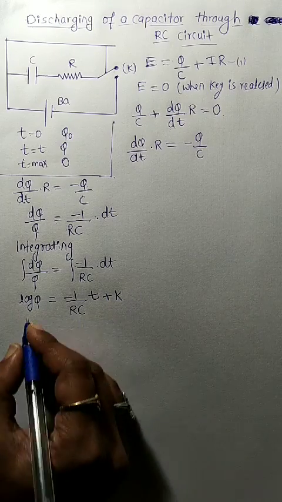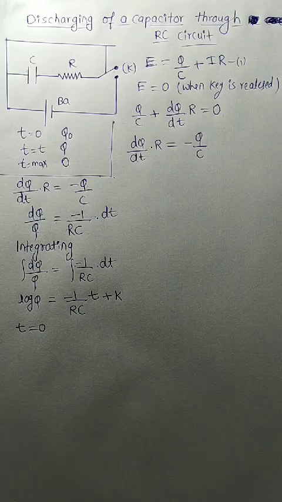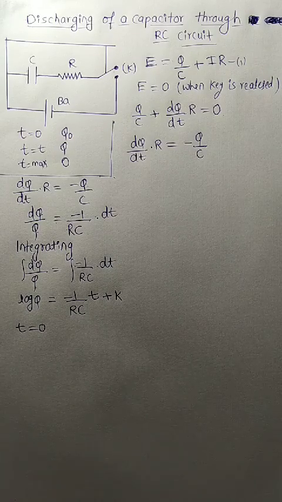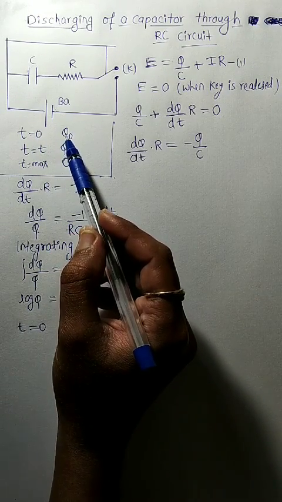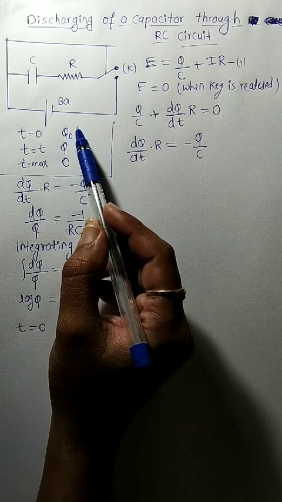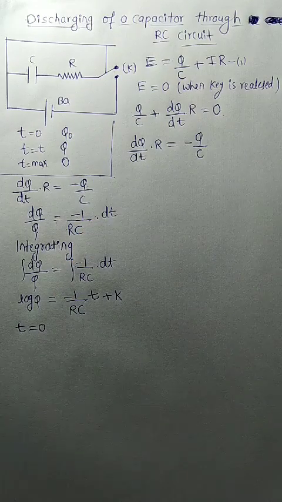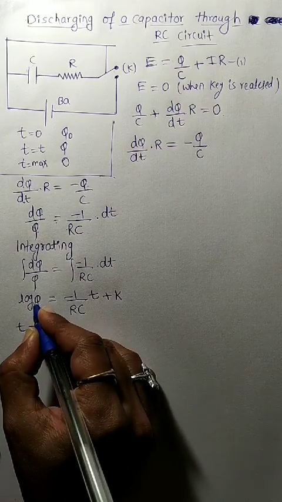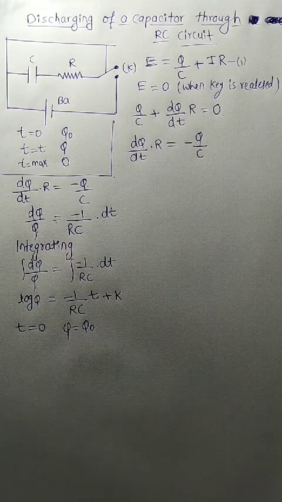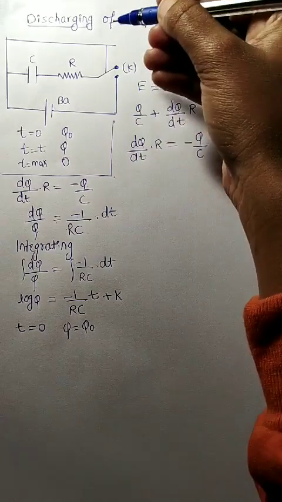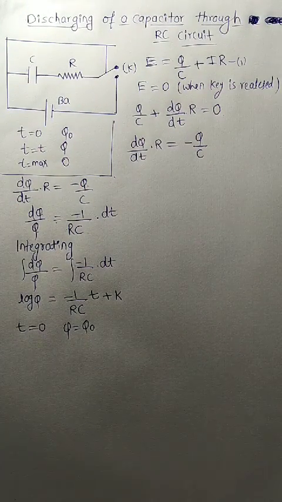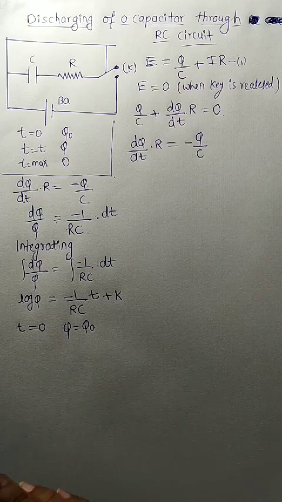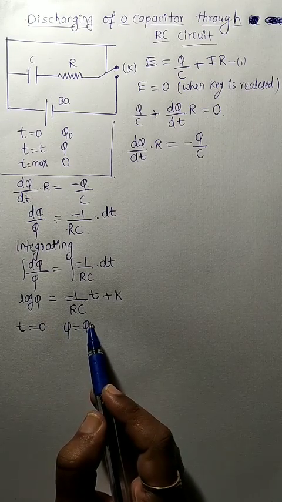To find the k value, I'll put t is equal to 0, meaning when time is 0, before releasing the key. When time is 0, how many charges are there in the capacitor? The maximum number of charges will be there, that is q naught. So when time is 0, q value is q naught, because before releasing the key many charges are already stored in the capacitor. So t is equal to 0 means q is equal to q naught.